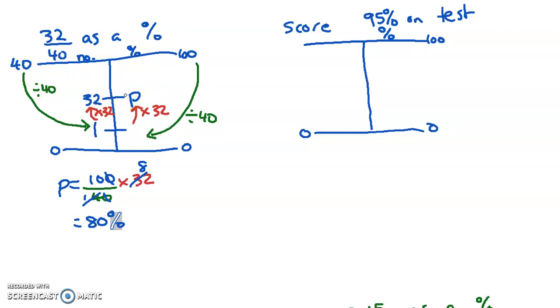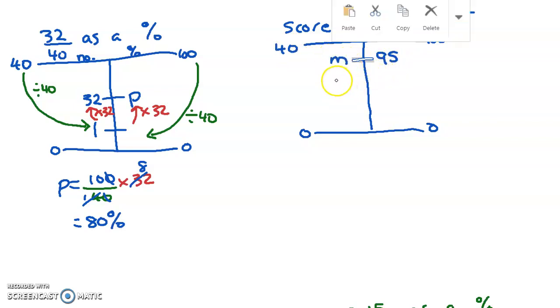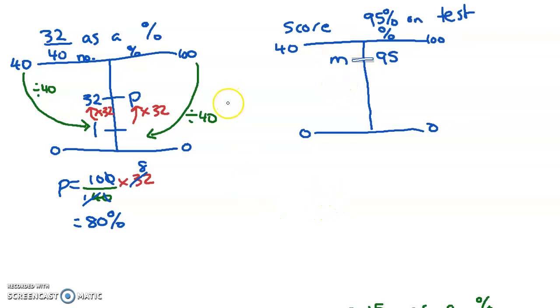If I said to you, you wanted to score 95% on this test, right? So it's still out of 40, but you wanted to score 95%. What mark would you need to get? So what mark would you need to score if you wanted to get 95% on the test? So let's have a look at that.